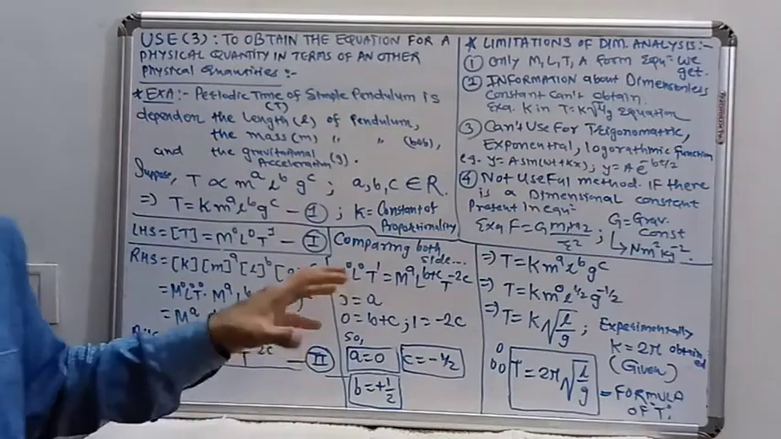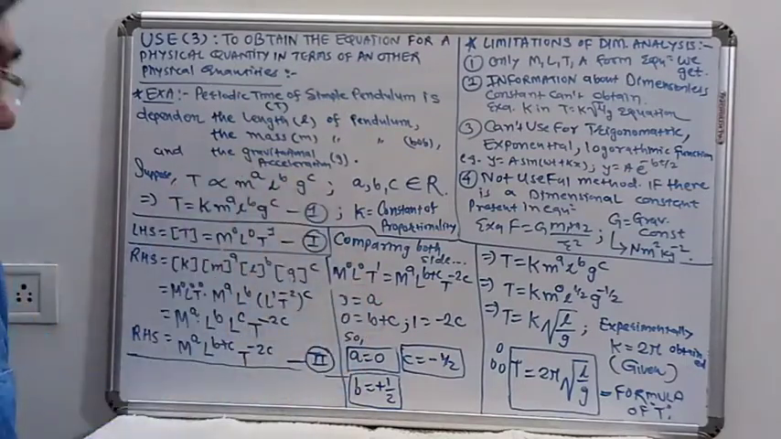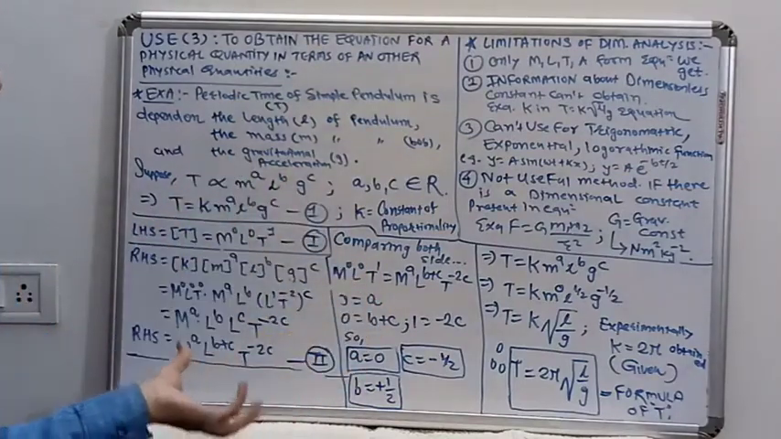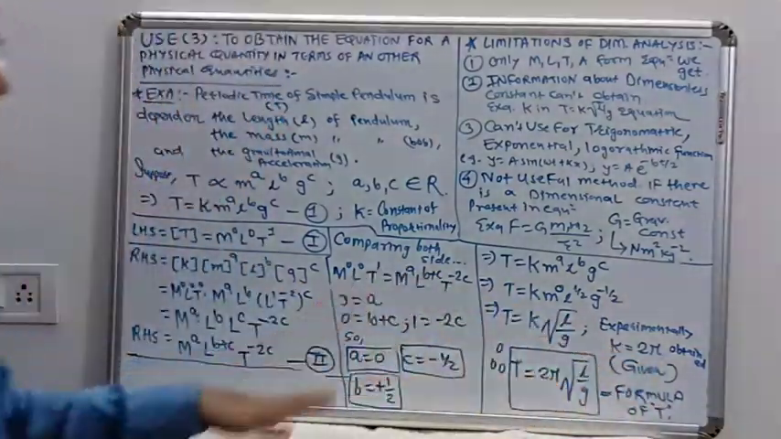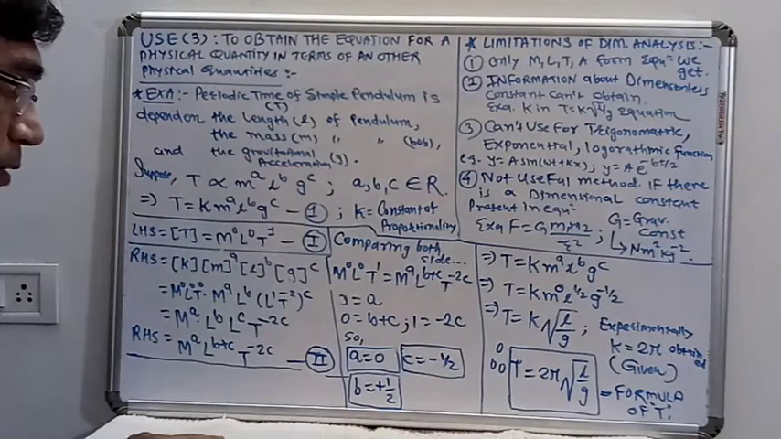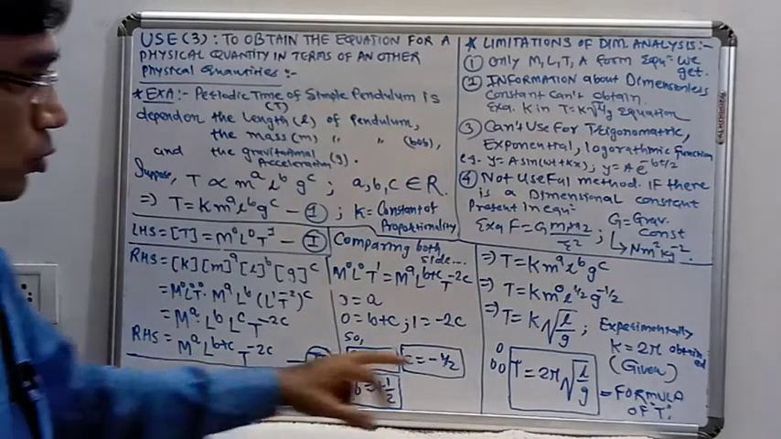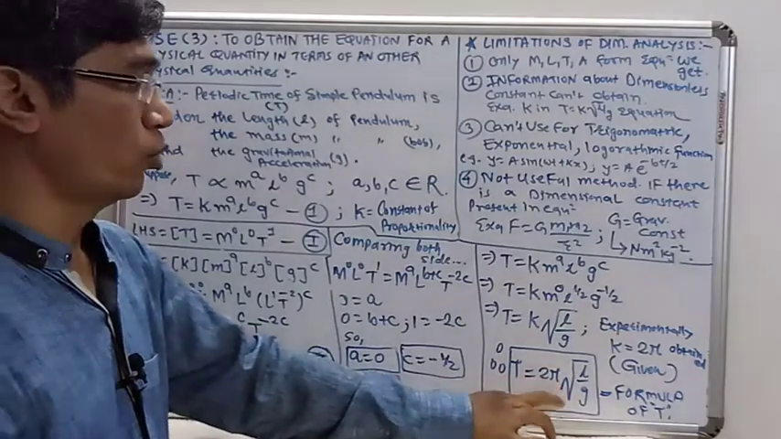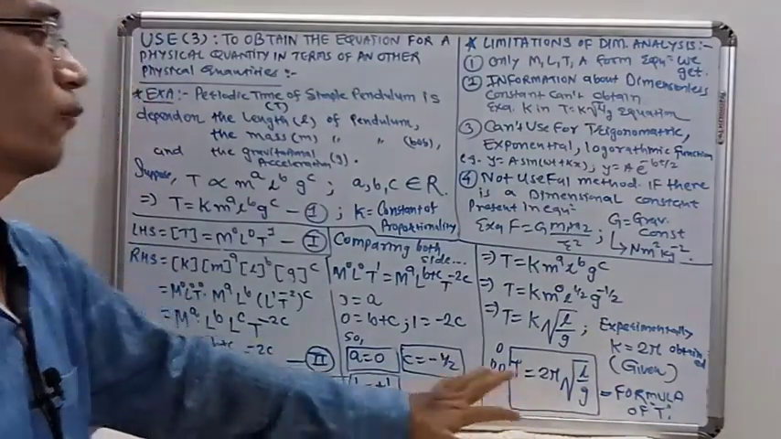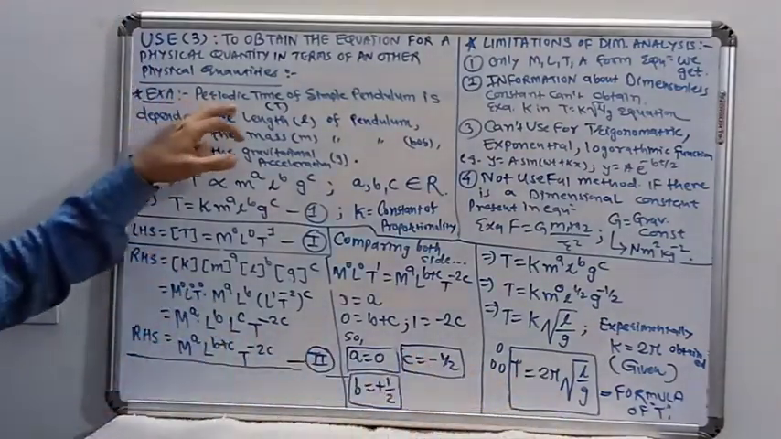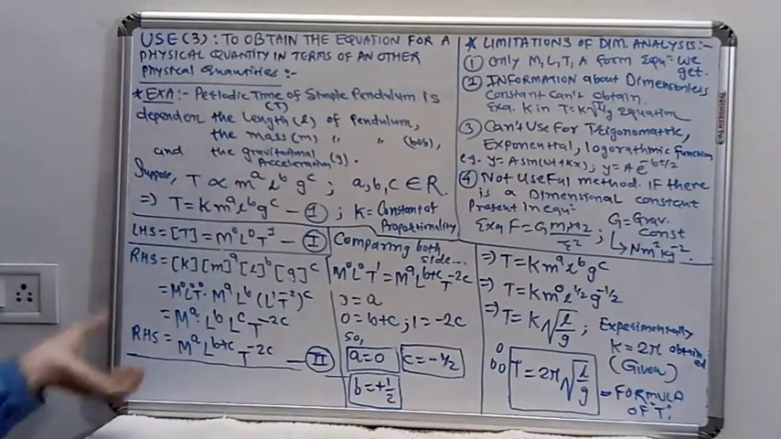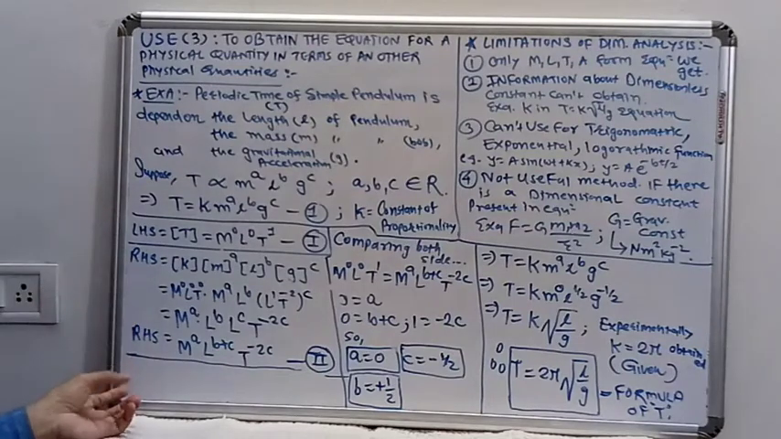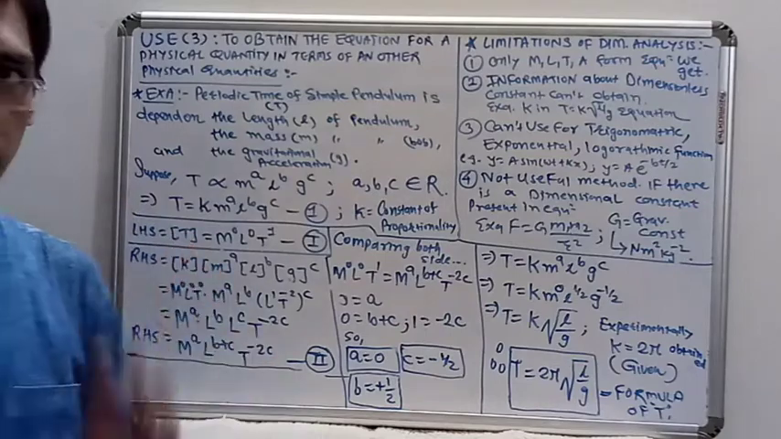Here we don't know what k is, but experimentally we got the value of k equal to 2 pi. This value is given in the statement whenever it is asked. So T is given by 2 pi root l upon g. This is the formula for the periodic time of the simple pendulum. In this way we can relate one quantity with other quantities. So these are the three uses.